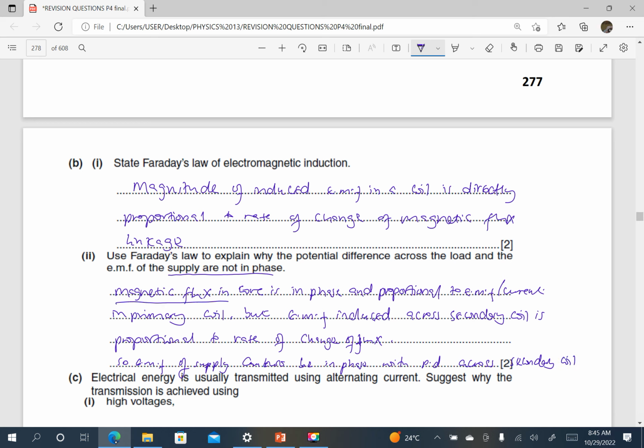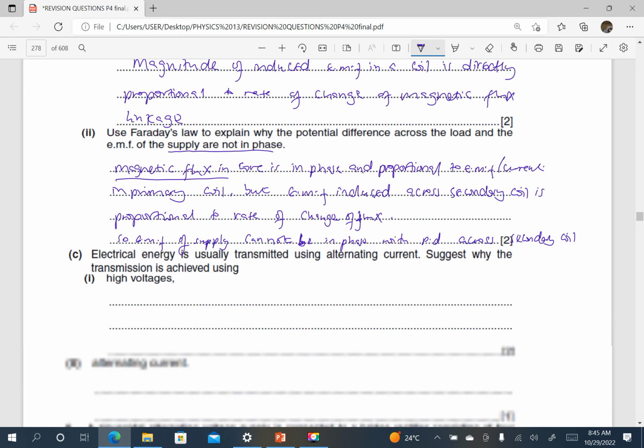When magnetic flux is maximum, the rate of change is zero. When the magnetic flux is zero, the rate of change is maximum. So magnetic flux is directly proportional to the EMF in the primary and is in phase. But the EMF induced in the secondary is directly proportional to the rate of change of the magnetic flux. So the two cannot be in phase. So the EMF of the supply cannot be in phase with the PD across the secondary coil.